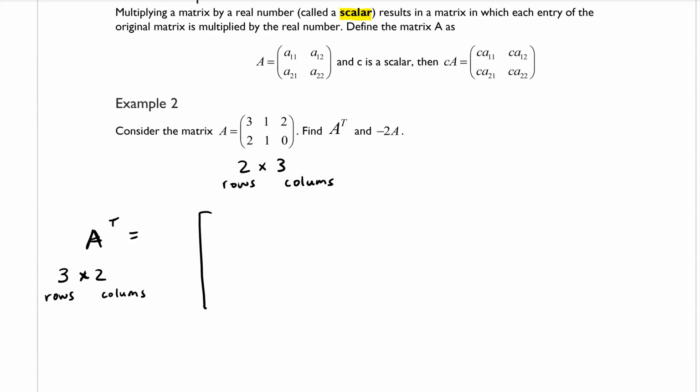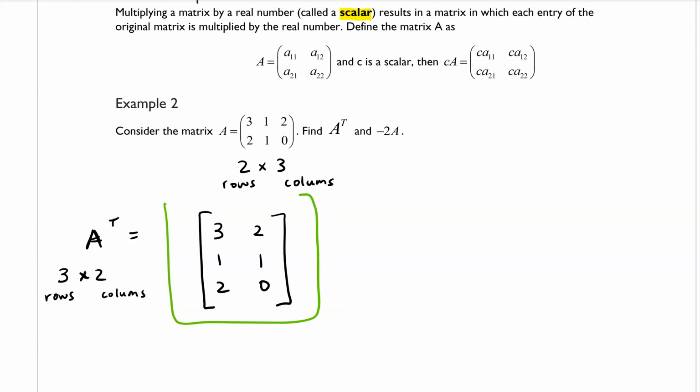So I'm going to use brackets this time, and we'll write it like this. Our first row contains the numbers 3, 1, 2. So for our transpose matrix, our first column will contain the values 3, 1, 2, and then our second column will contain the values 2, 1, 0. So that is A transpose there. Let me box that to emphasize our answer.